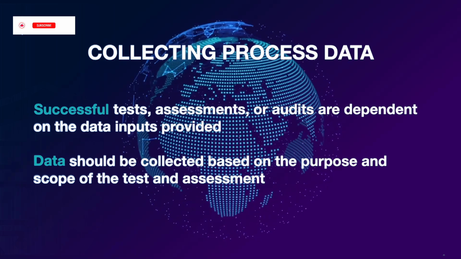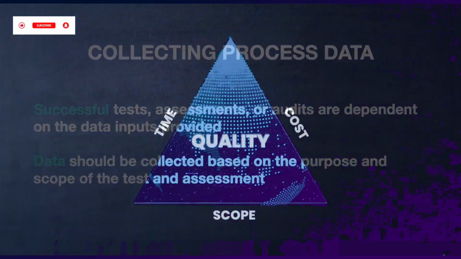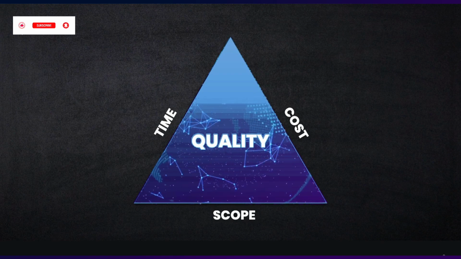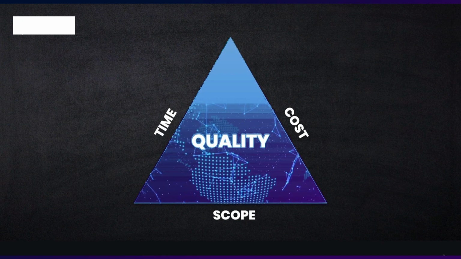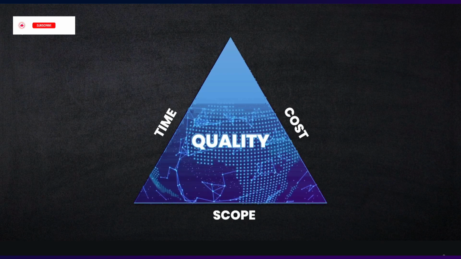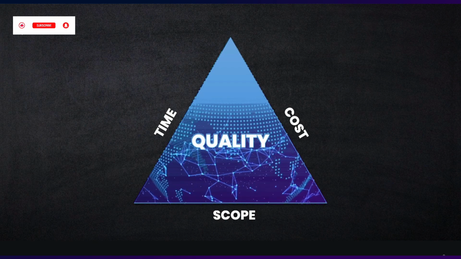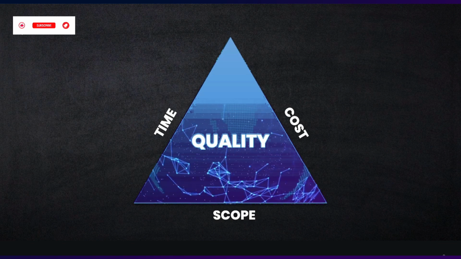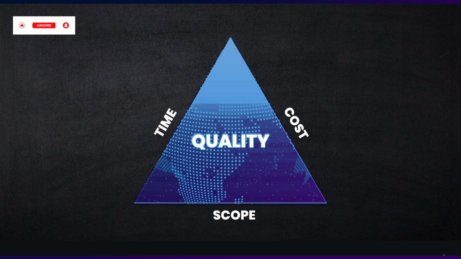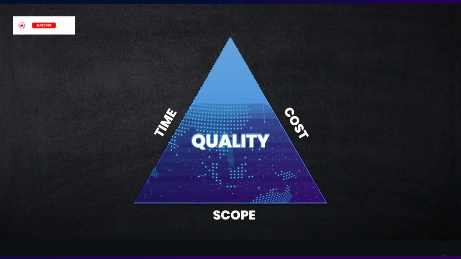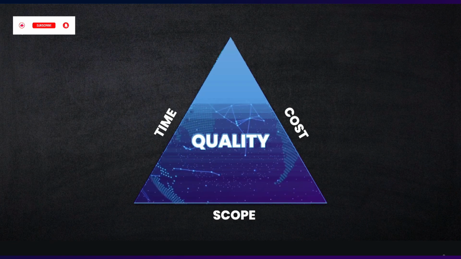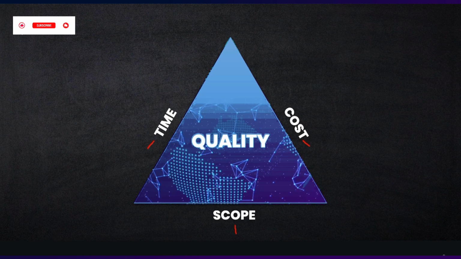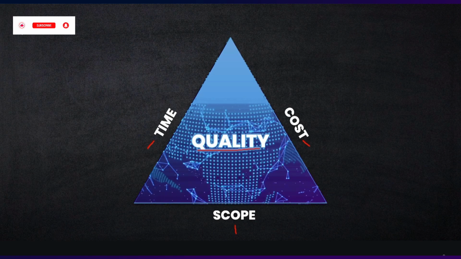Now, when you perform a security test or an assessment, you are going to find that the quality is going to depend on one of three things. It's going to depend on the scope of what you are trying to test, the time you have to test it, and the cost of the test. Okay, so it is basically a project management principle called the triple constraint. If any of these are impacted, if the time is impacted, cost is impacted, or the scope is impacted, then your quality is going to be impacted.